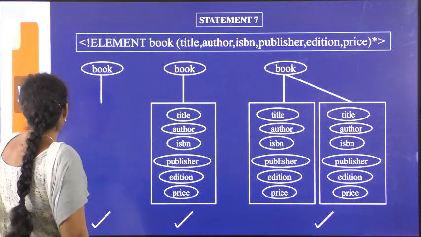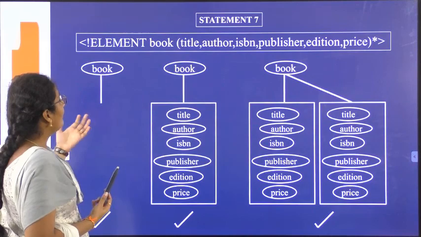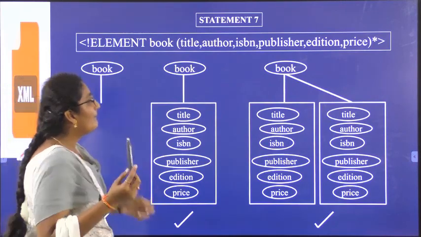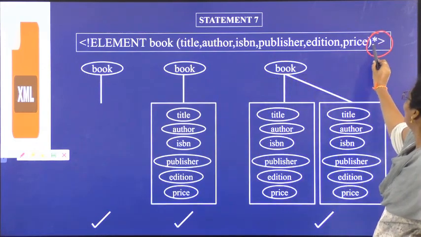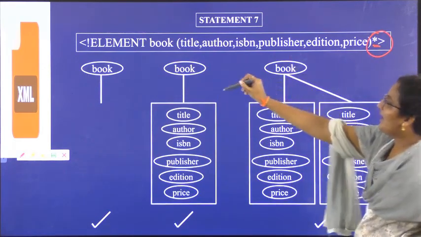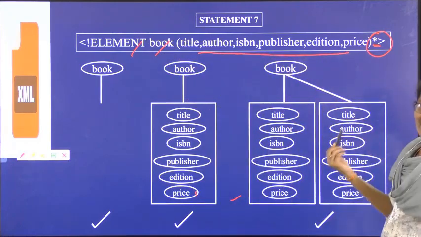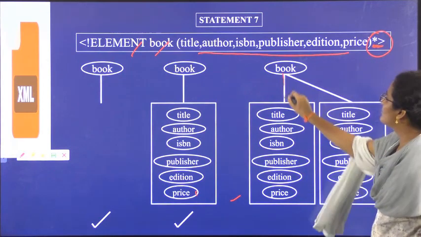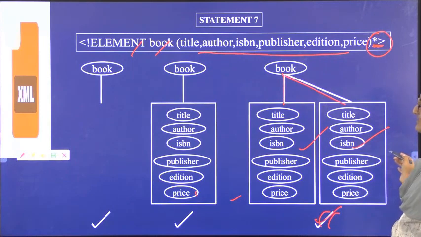See, this is statement 7. Again we are following the order, and we have title, author, ISBN, publisher, edition and price. But we have the asterisk symbol here. Element book with all the parameters is the same as the previous example, but we have the asterisk symbol here. So asterisk symbol means we should follow the order, and any number of times we can give.